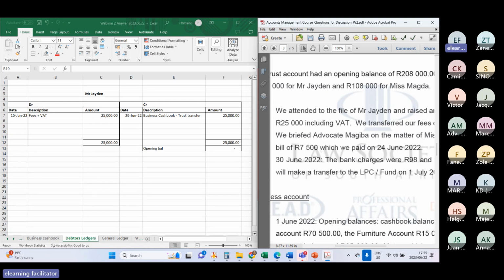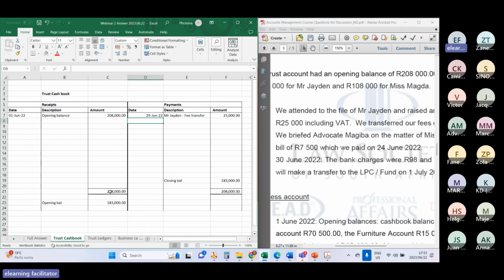So this is something that is happening in the trust account. So when we were given the bill, which means we are paying, I'm not going to do the workings. I'm just going to talk and report because these are simple transactions. So on 24 June 2022, we are paying. It's the matter of Ms. Magda. And we are paying advocate Magiba like that. And how much are we paying?